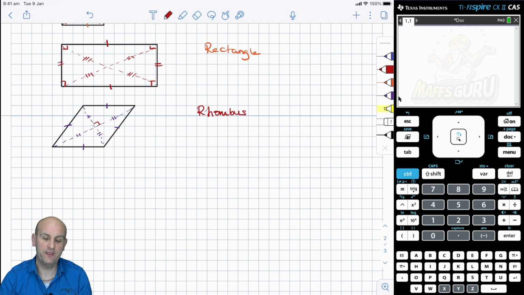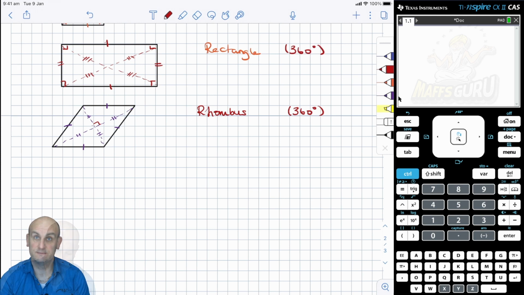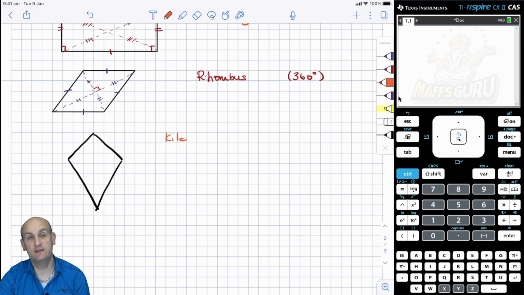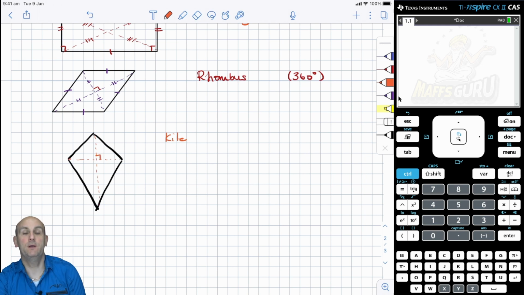But again, I think the most important thing to know is that for every single one of these, the internal angles add up to 360 degrees. Another really awesome shape that I love is a kite. We know that we have a dotted line across there and a dotted line across there, so that is once again going to meet our perpendicular bisectors, or our bisectors are going to cross at 90 degrees. What else do we know?